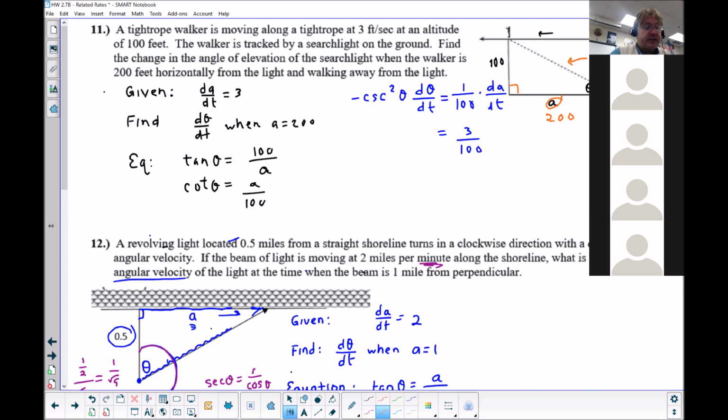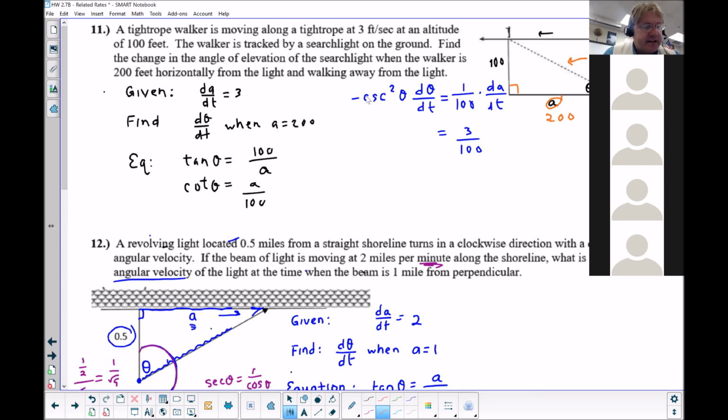Why don't we use A in the equation? You know what? We actually did. Although it didn't show up over here because the derivative of A over 100 was just 100 times dA/dt, we ended up using the idea of A when we found this negative cosecant squared of theta, right? The fact that A was 200 played a role in getting this value, okay?